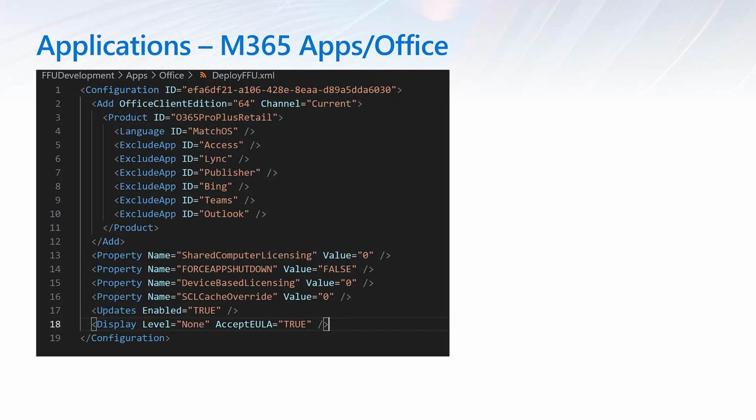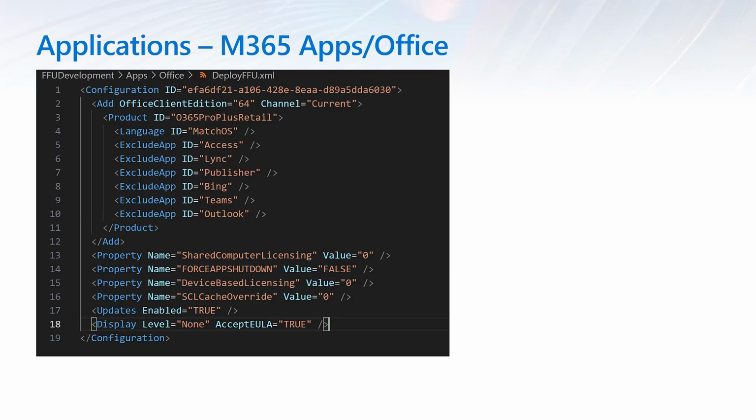So this is what the default file looks like. You can see that we're installing the Office Client Edition of 64-bit. We're installing the current channel, and then we're excluding Access, Lync, Publisher, Bing, Teams, and Outlook. And if you need Outlook, and Teams now doesn't seem to install through the ODT. It used to. I think with the stuff that's going on with the EU, and we're decoupling Teams and Office, I think that process is probably broken now. At least it seems to be.